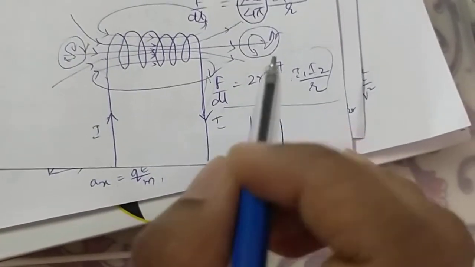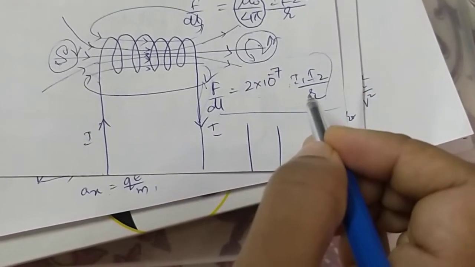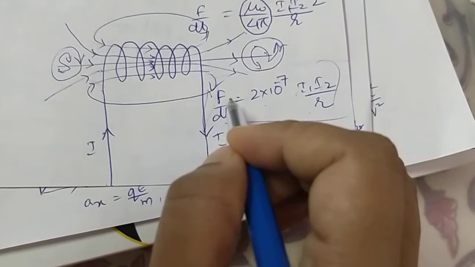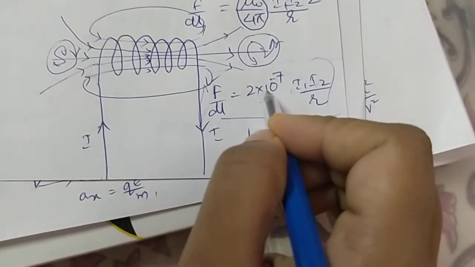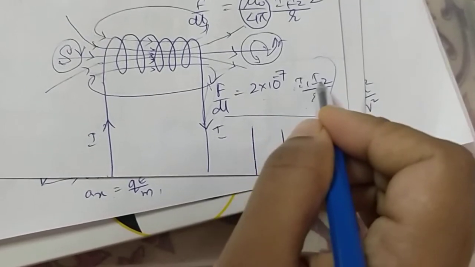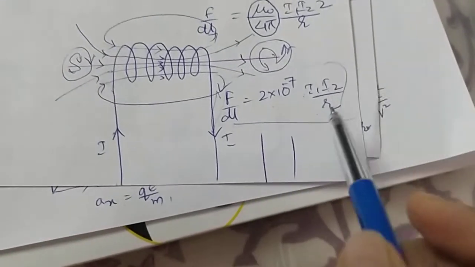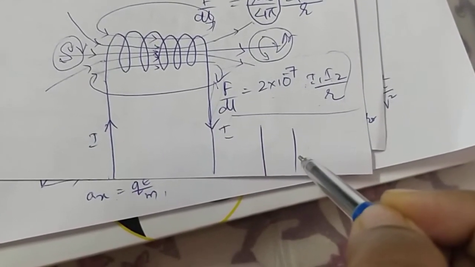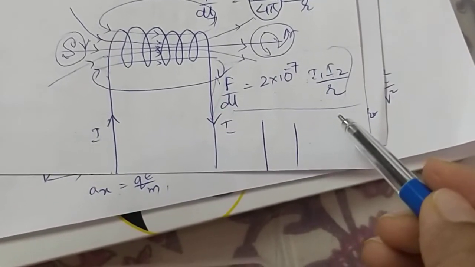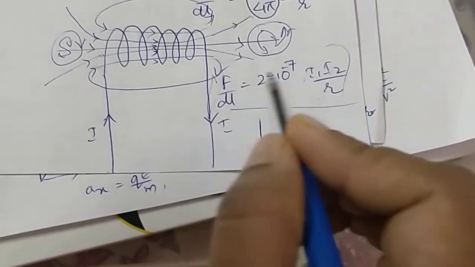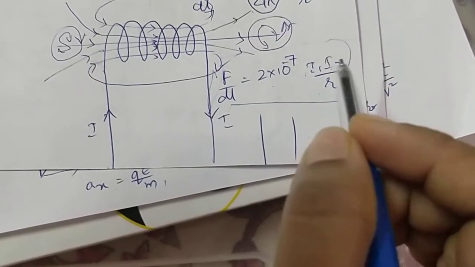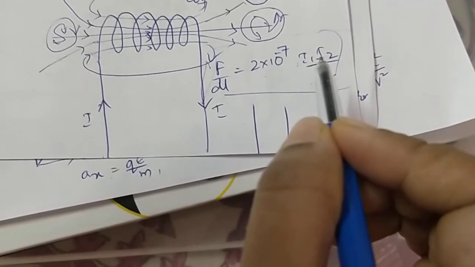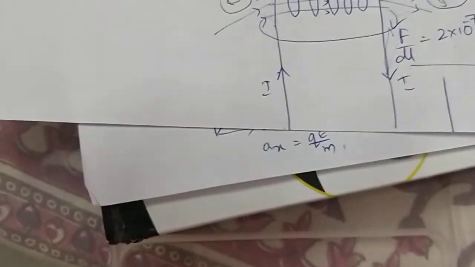So the definition of 1 ampere comes from this formula, which says that if we have two infinitely long parallel wires carrying identical current separated by a distance of 1 meter and experiencing a force per unit length of 2 into 10 to the power minus 7 Newton, then the current passing through the two wires is 1 ampere each. I repeat, when you have two infinitely long parallel conductors carrying identical current separated by a distance of 1 meter, exerting a force of 2 into 10 to the power minus 7 Newton per meter, then the current in both the conductors is 1 ampere each.